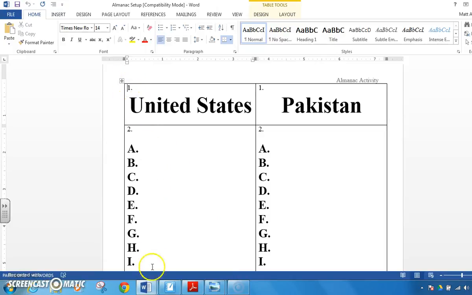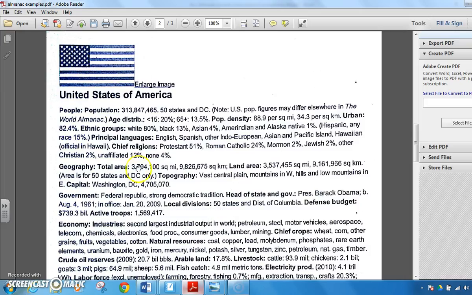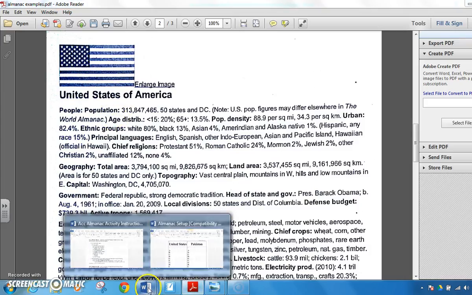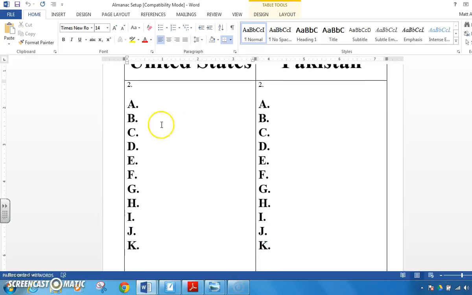I've got number 1 here. It asks me to do this. Anytime I have an almanac entry, I need to list the country's name. Since we're doing the United States of America, we already put it down. Number 1, United States. You can probably already take a guess: we're going to do Pakistan as the next one that you'll be doing with your partner pairs. And then let's look at number 2. We've got to fill in A through K that's here.